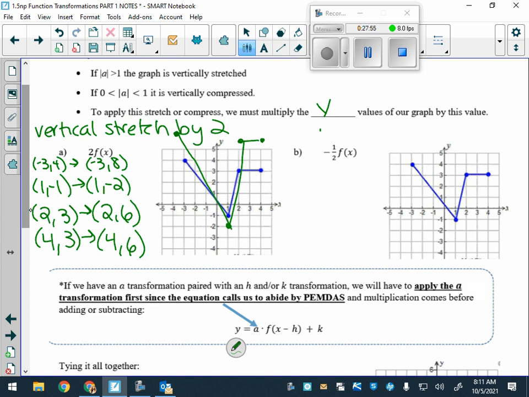what's happening? Yeah. It's a reflection. Anything else? Yep. Good. Vertical compression by 1/2.